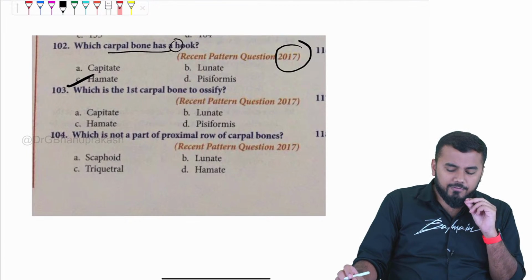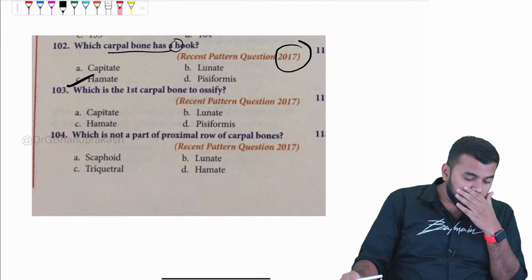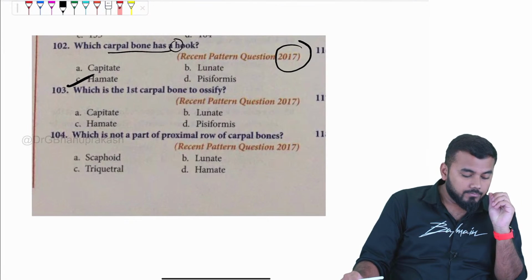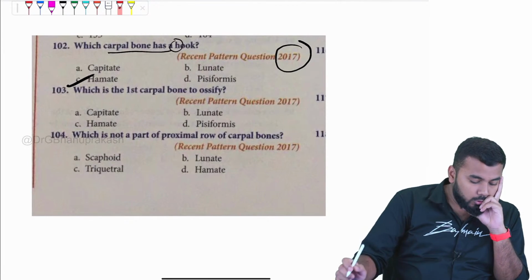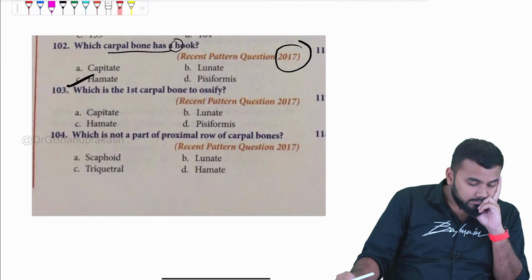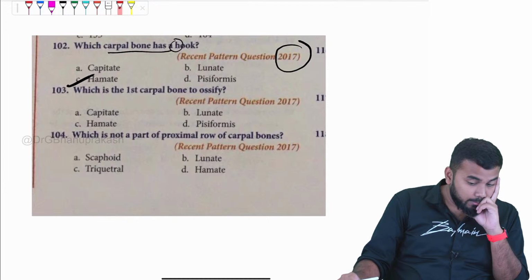Right? Which is the first carpal bone to ossify, guys? Anyone, any idea? First carpal bone to ossify? Come on, answer fast so that I can teach you fast the remaining important things. No idea? Come on.